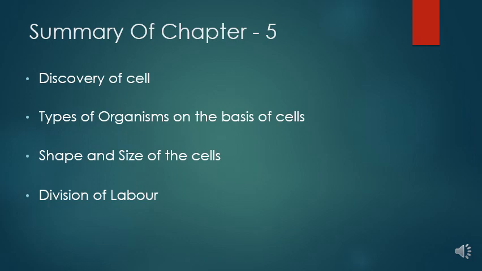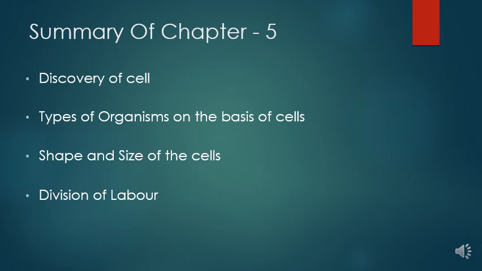Children, now briefly we will revise a few topics of chapter 5 again. Cell is the basic structural and functional unit of life. All living things are made up of cells. In the beginning of the chapter, I told you how cell was discovered by Robert Hooke. In which year? In 1665. He observed the cells in a cork slice with the help of a primitive or self-designed microscope. Robert Brown discovered the nucleus.